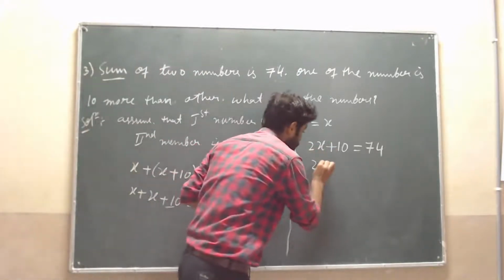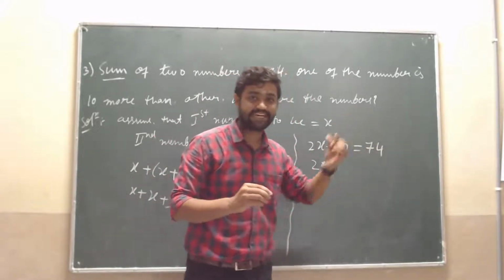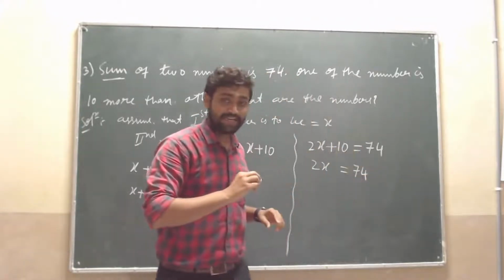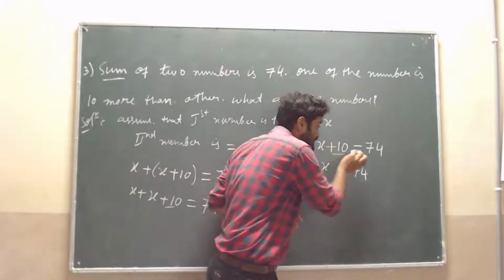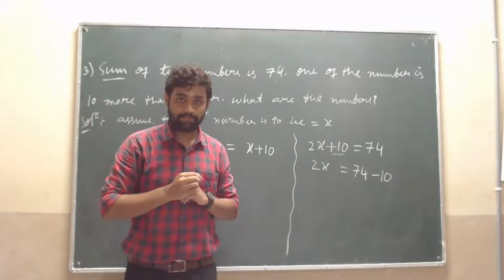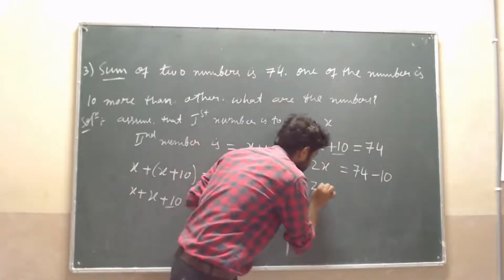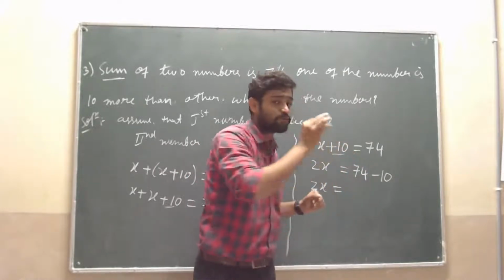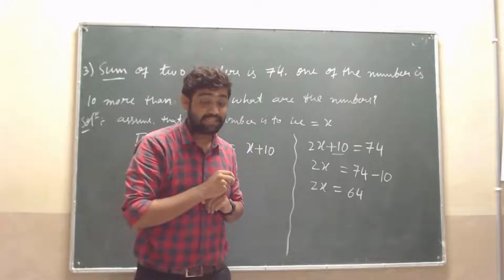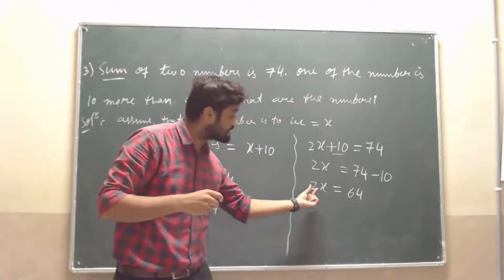2x is here. Then I will transpose this plus 10 to the RHS side. 74 is here, and this plus 10 will become minus 10. Then 2x is equal to 74 minus 10, which is 64.